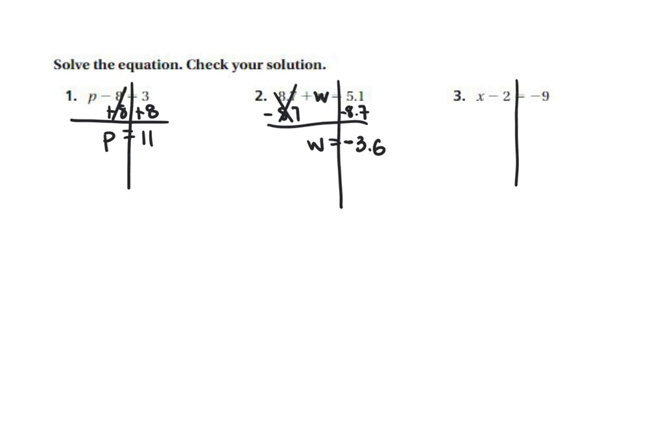And for number 3, we'll isolate the variable x. So the opposite of -2 is +2. The opposites cancel, leaving you with x, and -9 minus 2 is -7.